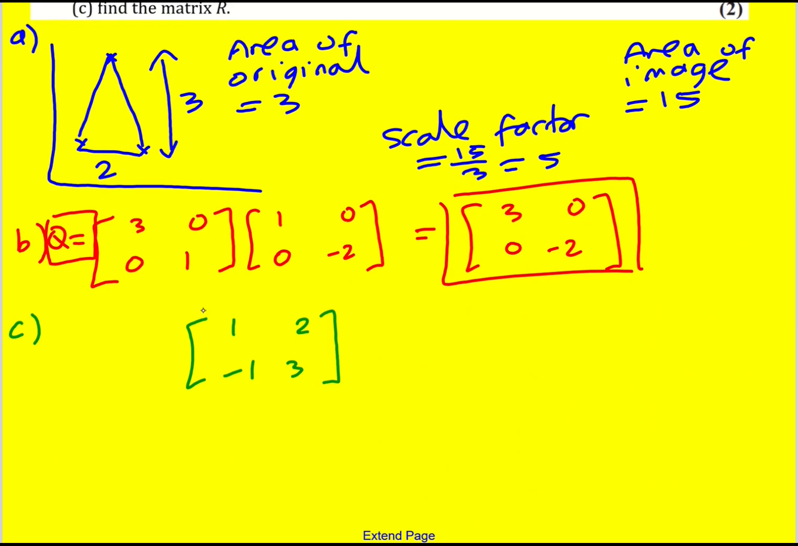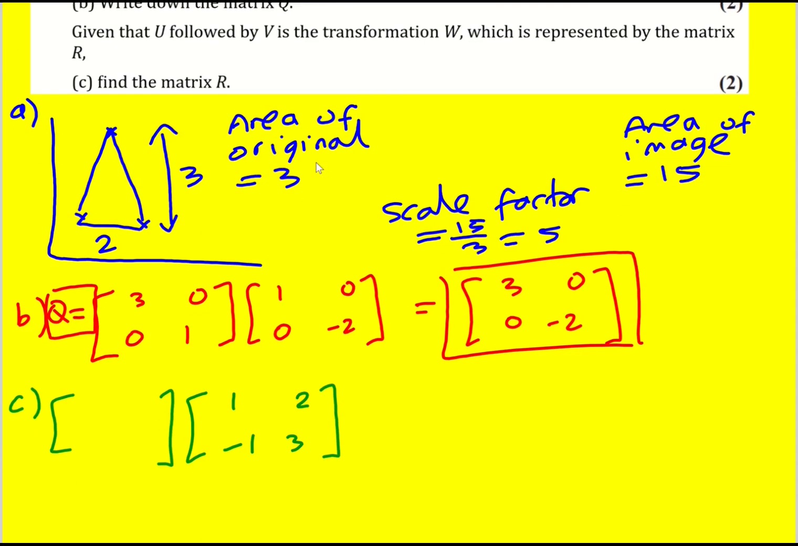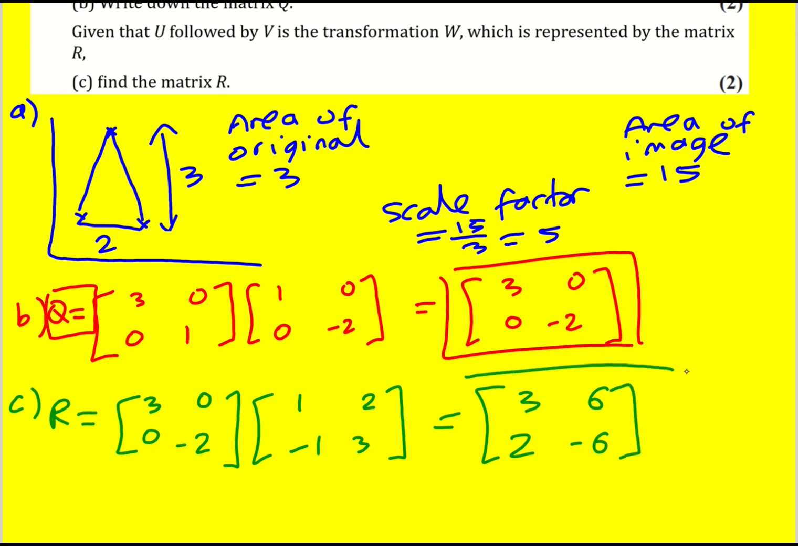So it goes on the right, and then I'm going to be multiplying by the second matrix. So this is my V, 3, 0, 0, minus 2. And I should have probably added that is what R is equal to. Okay, just got to figure that one out. So it's going to be 3 times 1 plus 0, so just 3, then 6, then 2, and then finally minus 6. Well done on this question.